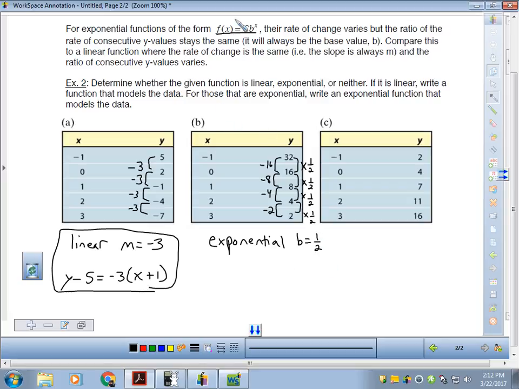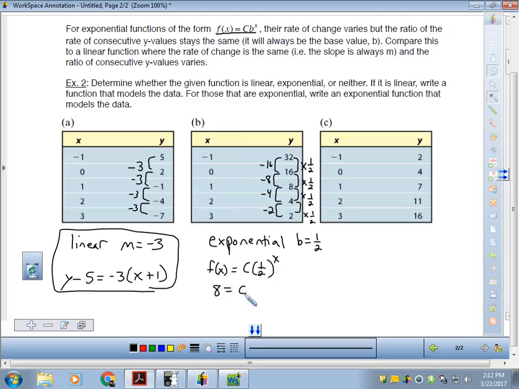Now here's the thing. Exponential functions follow this form up here: f of x equals c b raised to the x. We know b, and x is our variable, but we don't know c yet. So what we have right now is f of x equals c times 1/2 raised to the x. Well, I'd like to figure out what c is. To do that, just pick a point off this table. Any point works just fine, and plug in. I'm going to do 1, 8. So I'm going to plug in 1 for x and 8 for y.